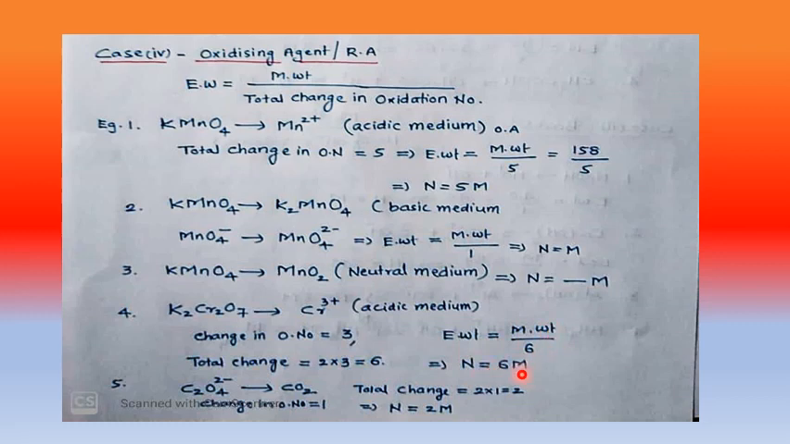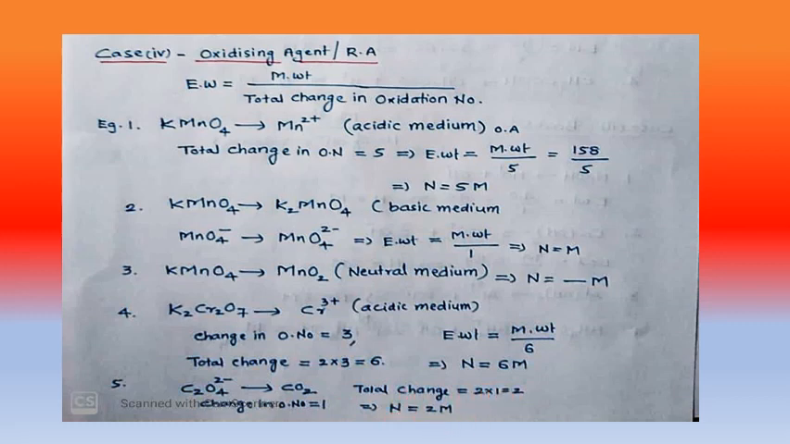Clear? Next, C2O4 2 minus, oxalate ion, to CO2. Calculate the oxidation number. The change in oxidation number equals 1. For the total change, carbon 1 is present on the right; on the left hand side 2 carbons are present. So the total change is 2 into 1 equals 2, N equals 2M.